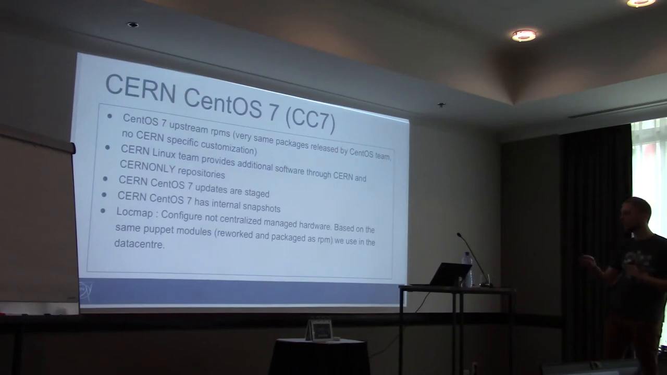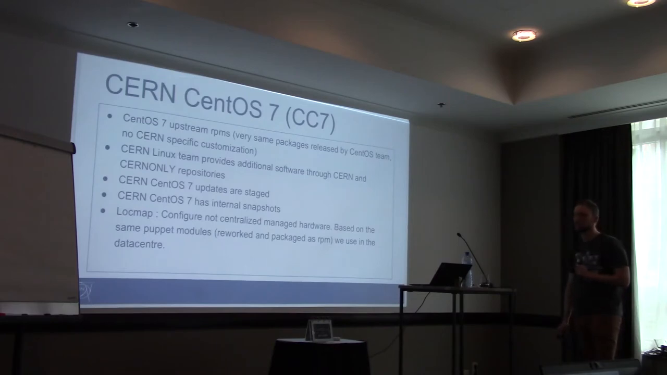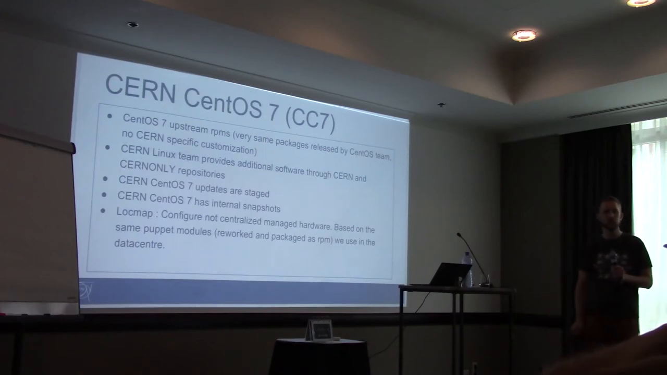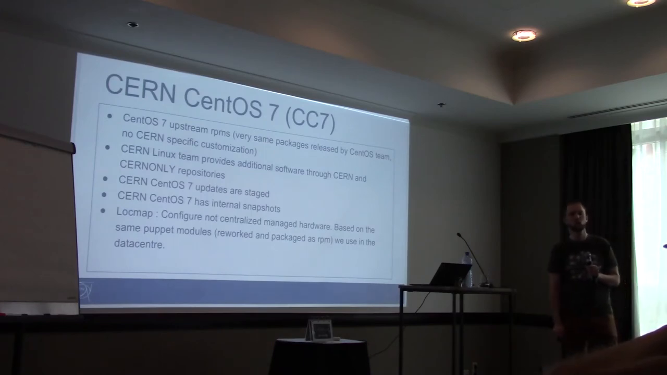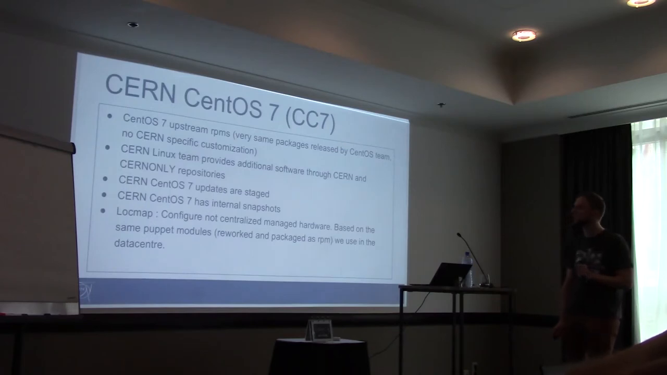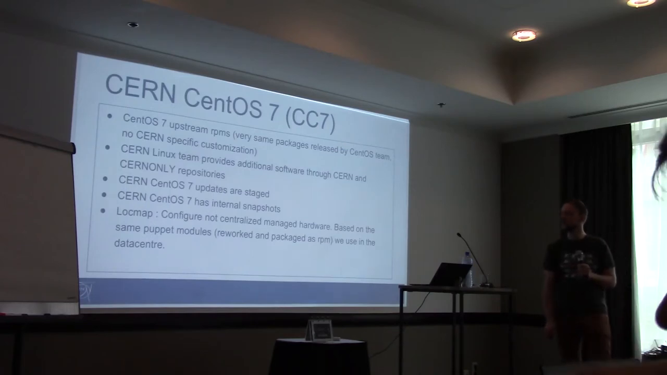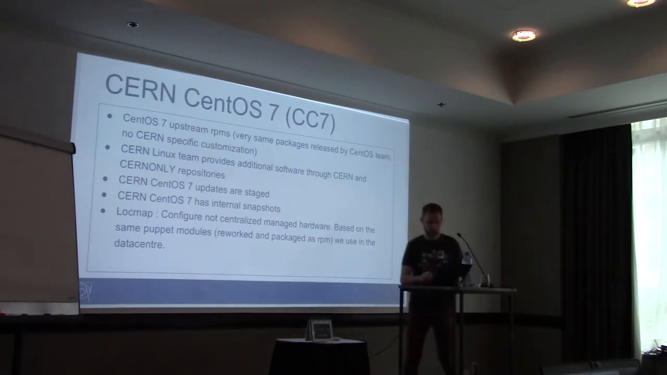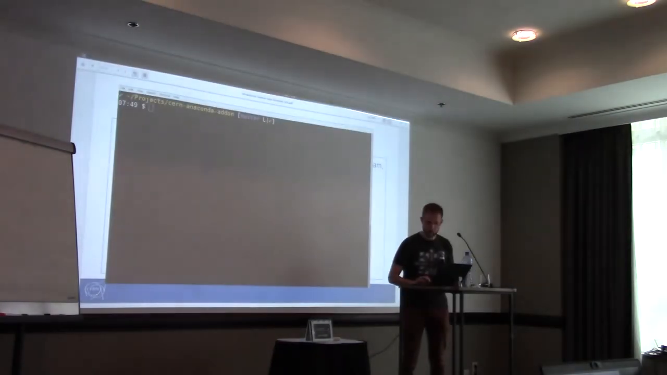We have a tool called Locmap that is basically configuring the desktop. We are using the Puppet modules developed by our colleagues in the data center, and we are running them masterless on the desktop. There's a little Python wrapper around the Puppet Locmap that is doing that and showing the user a nice interface to configure what they need on the desktop after they did the first boot, for example. I can show you quickly what it looks like.